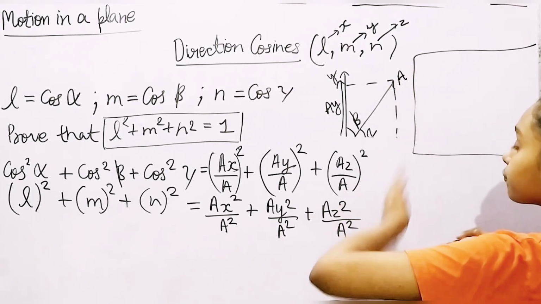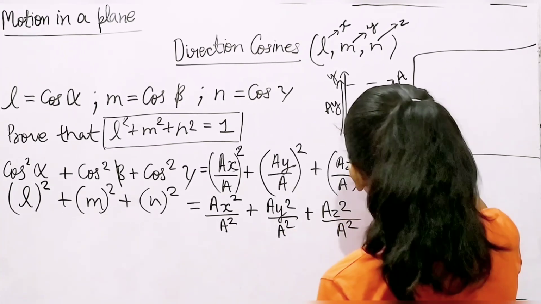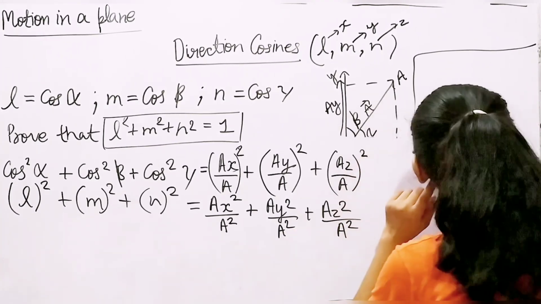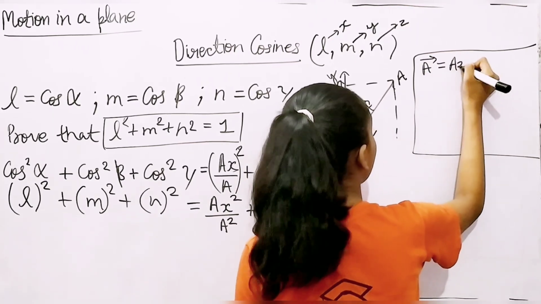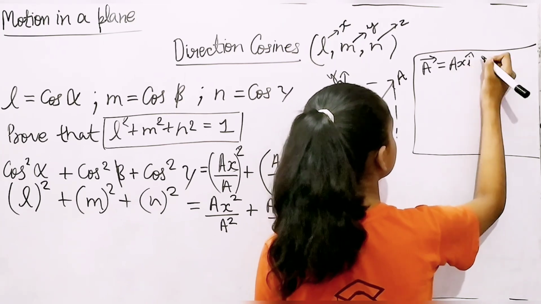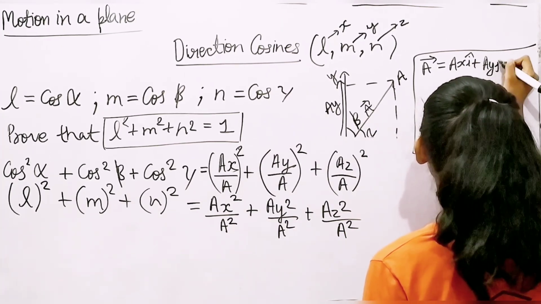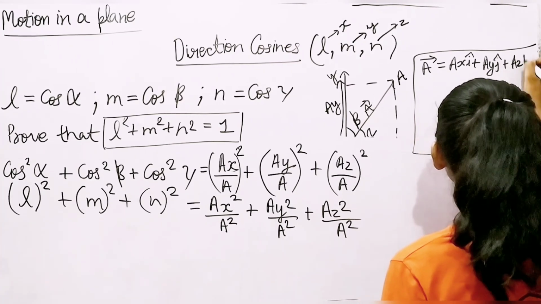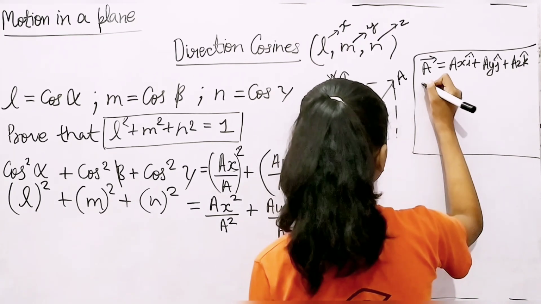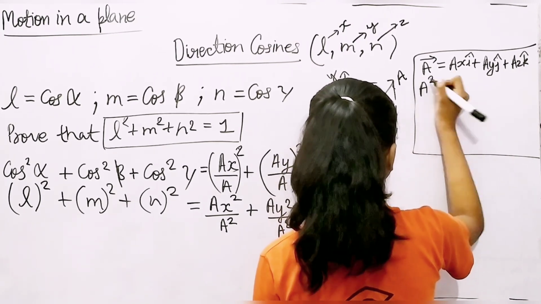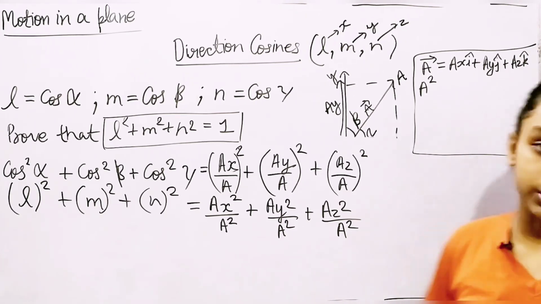First of all, what if we have to find the value of vector A? Our vector is right here, isn't it? So what will be the value of vector A? It will be AX i cap plus AY j cap plus AZ k cap. This is really common. Now our next step will be A square. I'm going to tell you about A square.